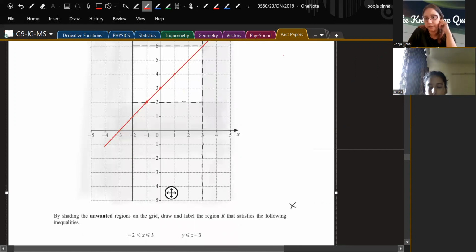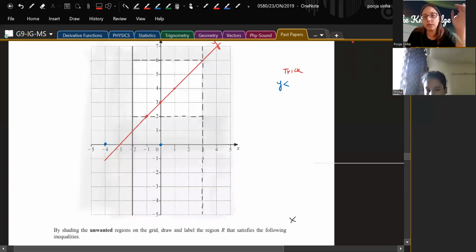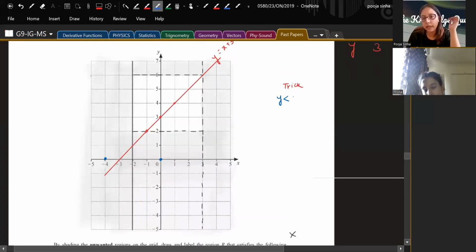Now the trick is you pick up a point which is on this side of the line or this side of the line. Any point. To make it easy, I'll take this point and this point, just to make my work easy. Now what will we do? The question given to us is y is less than or equal to x plus 3.